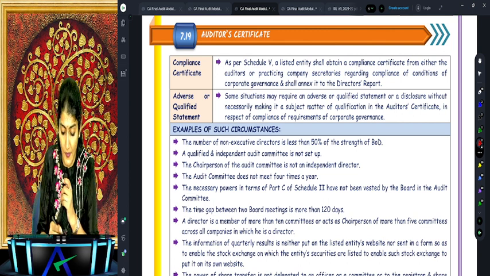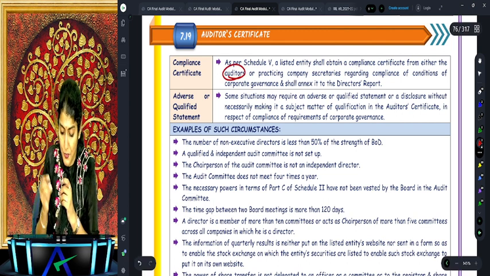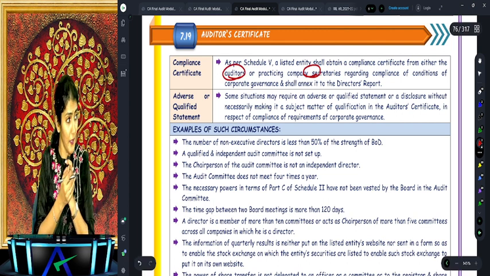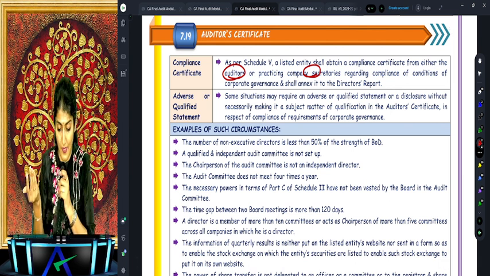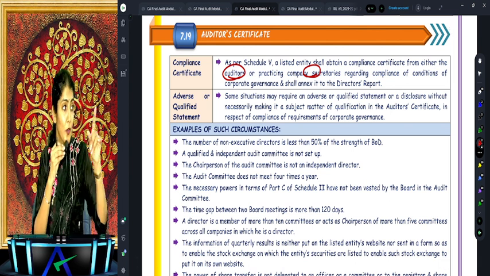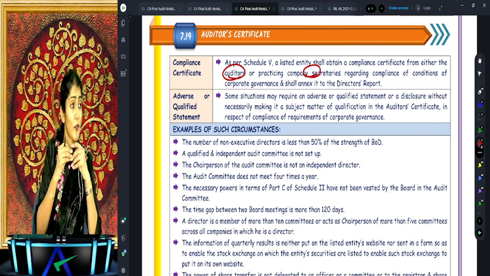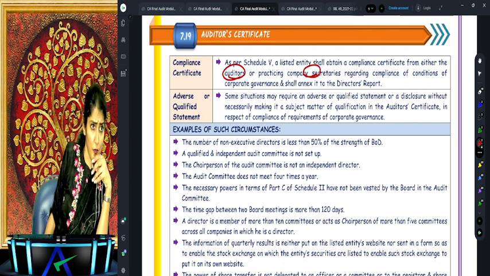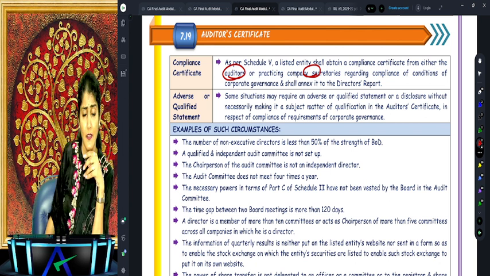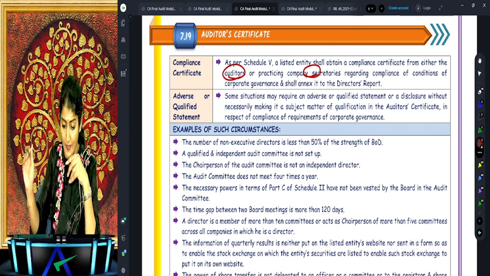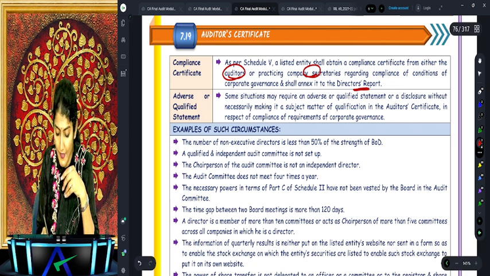Yes, this certificate can either be given by the statutory auditors or by company secretaries in practice. Yesterday we saw the certificate on corporate governance of Indian Oil Corporation; in the case of IOC, it was given by the statutory auditors only. But can it also be given by any other company secretary in practice? Yes, and it shall be annexed to the director's report.